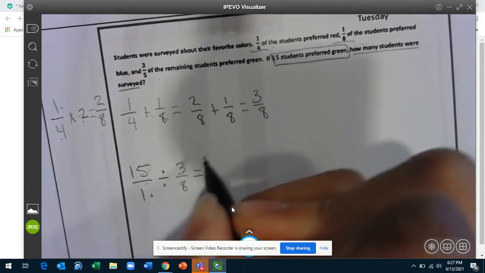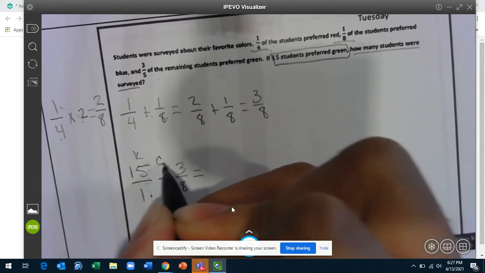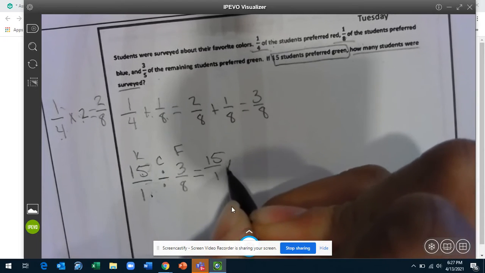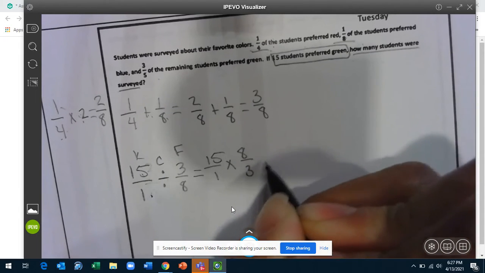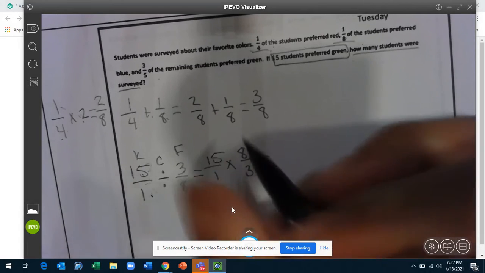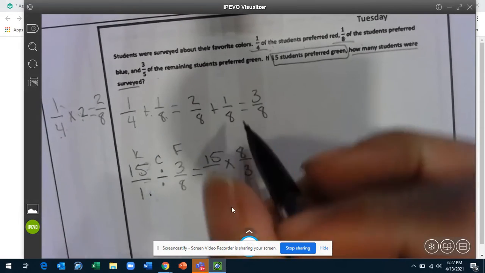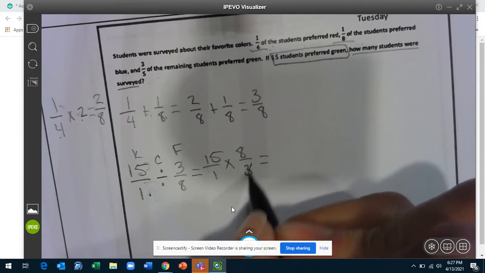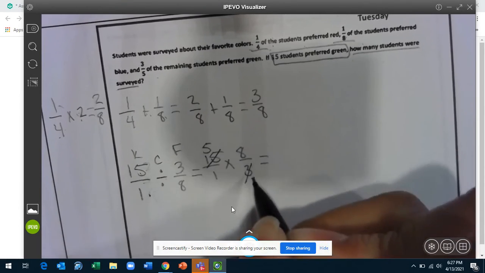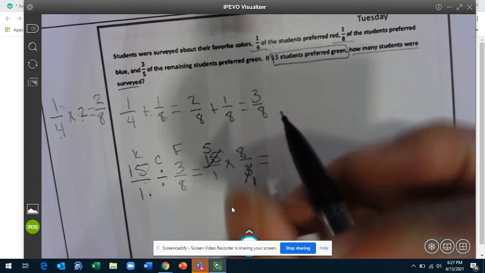Keep, change, flip. Want to keep the first one, change the sign, flip the second one. So this would be 15 over 1 times 8 over 3. All right. Now we just want to simplify. We want to look at our A and our D. We know our greatest common factor here is 3. Cross out the 3, make it a 1. Cross out the 15, make it a 5, because 3 goes into 15 5 times.